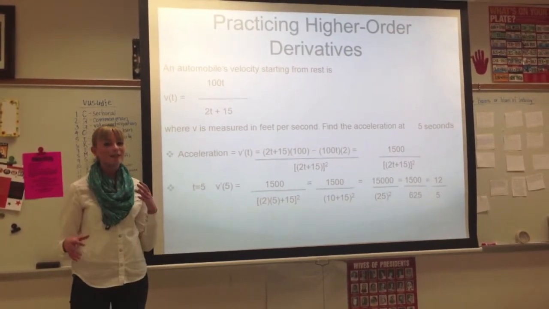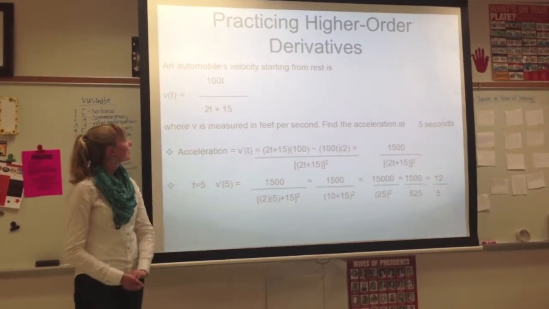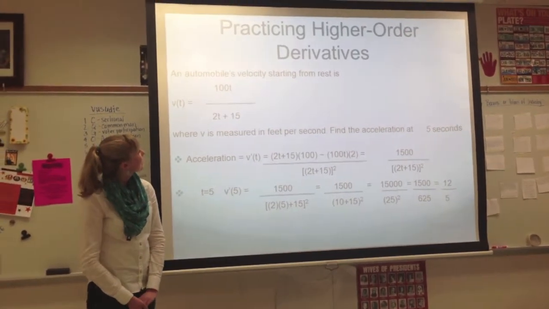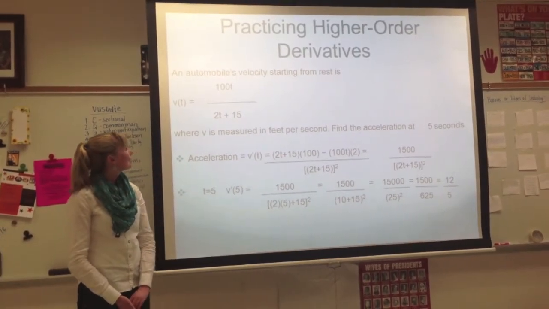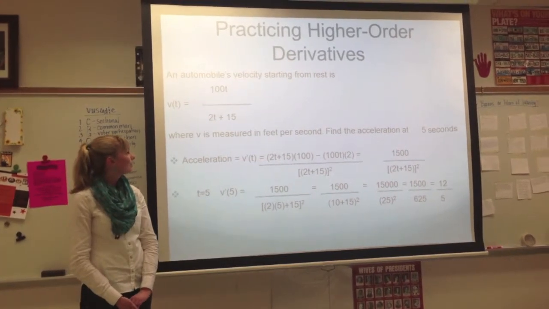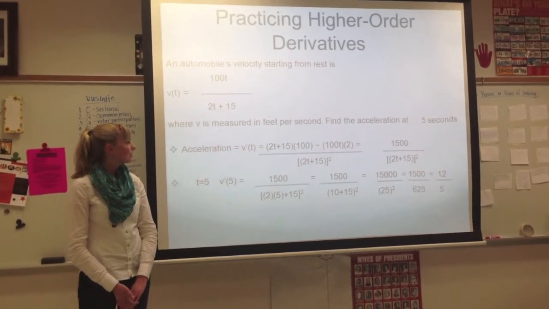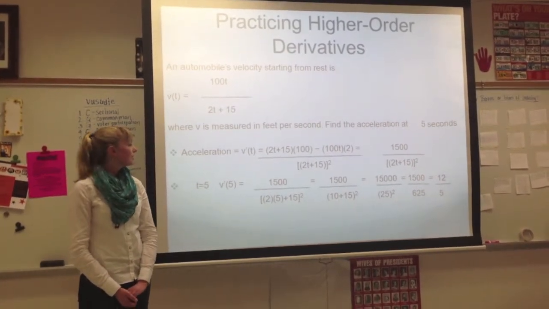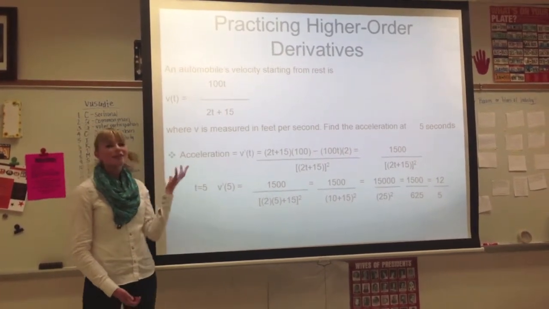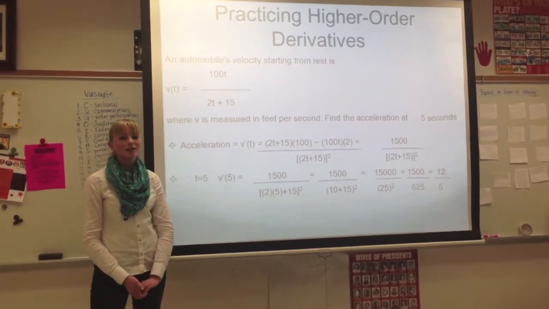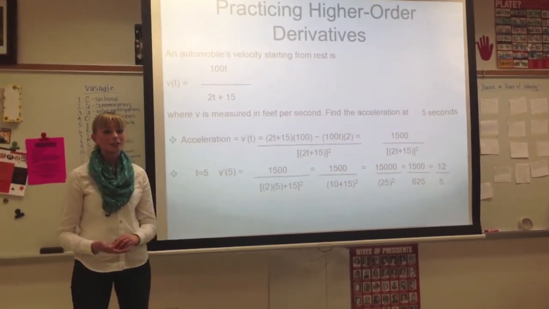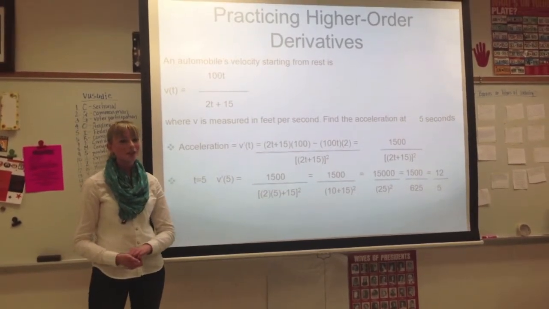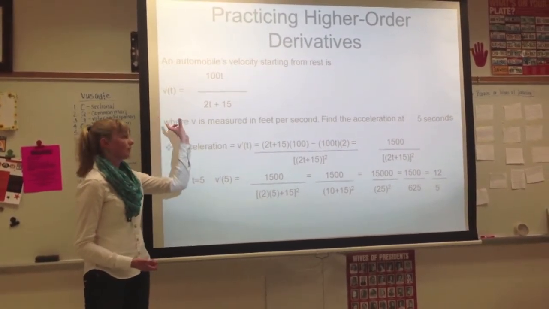Okay, so now comes the acceleration, like real-life application of this. So it says an automobile's velocity starting from rest is v of t equals 100t over 2t plus 15, where v is measured in feet per second. Find the acceleration at 5 seconds. So you're given a velocity function, so that's already the first derivative of a position function, so you're looking for the second derivative of your position function, which is the derivative of this function.